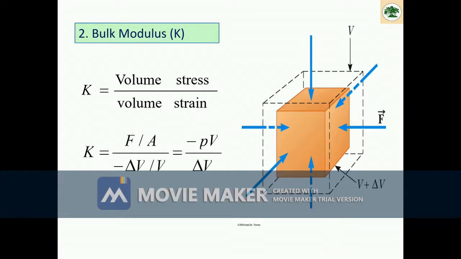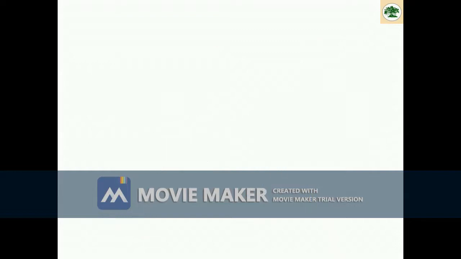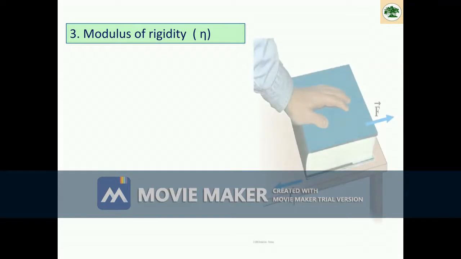Now the formula for the K becomes F upon A, means volume stress, divided by delta V, means change in the volume, upon original volume, and this relation gives rise to K equal to V into dP by dV. In this way, the bulk modulus K can be calculated.